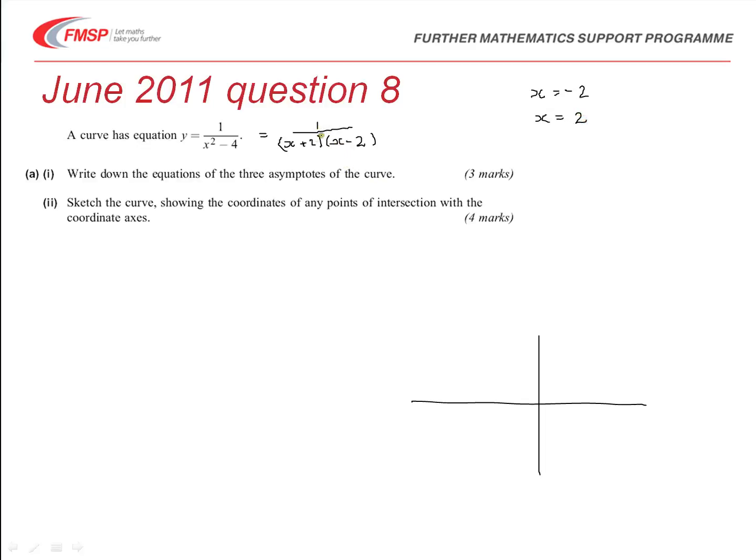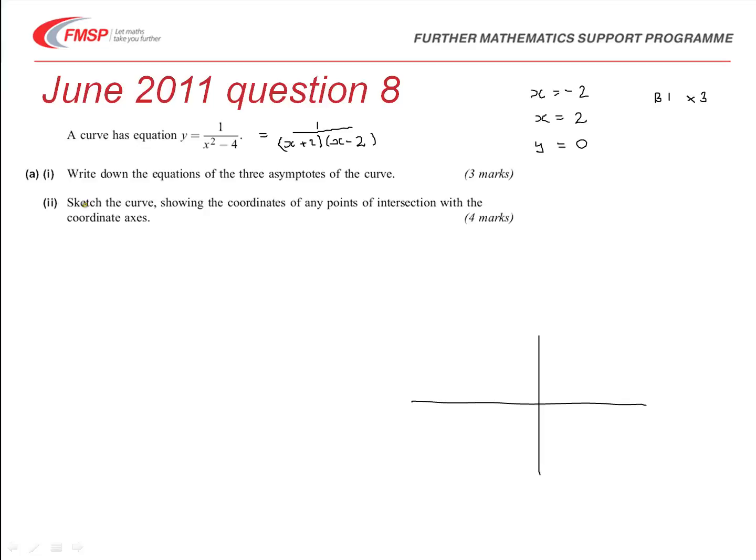And then we can see that if x gets very large, either positive or negative, we end up with 1 over a very large number, which gives us 0, and so y equals 0 is our asymptote for large values, either positive or negative, on our graph. So these are our three asymptotes, and obviously there is one mark for each one of those. That's the first part of the question completed.